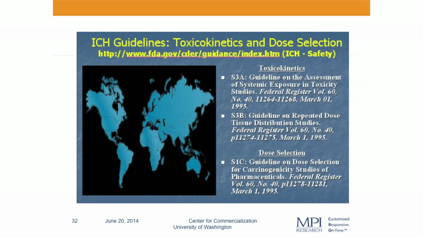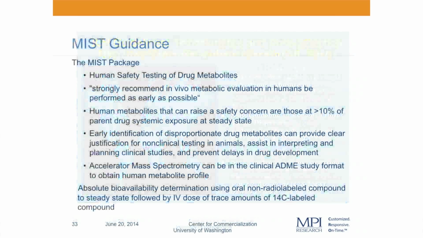These are some other ICH guidances on toxicokinetics and dose selection. I'll let you look at those at your leisure. But these actually refer to what are called the MIST Guidelines, and this is where you get into drug metabolites. Okay? Now they're starting to be more concerned about, is it your parent that you gave, or is it a metabolite that's really the active substance?